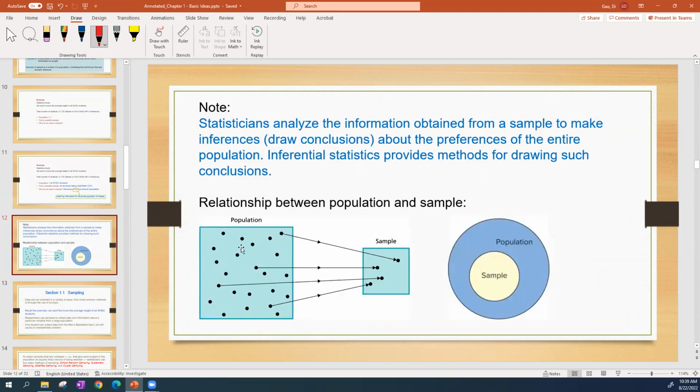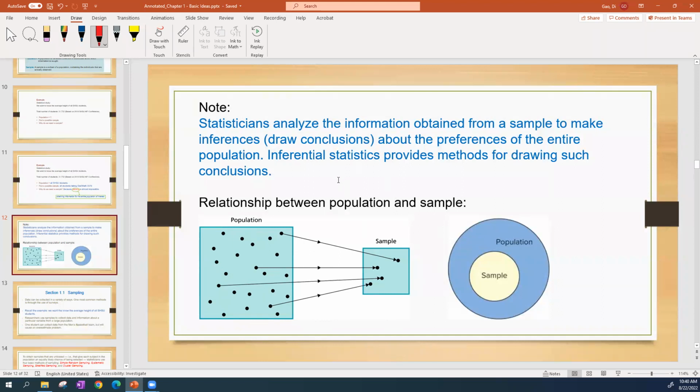Again, this is the relationship between population and sample. Population is all individuals, and a sample is a subset. We want this subset to be as random as possible, so no bias there. We'll talk a little more about the bias definition when we reach section 1.4.